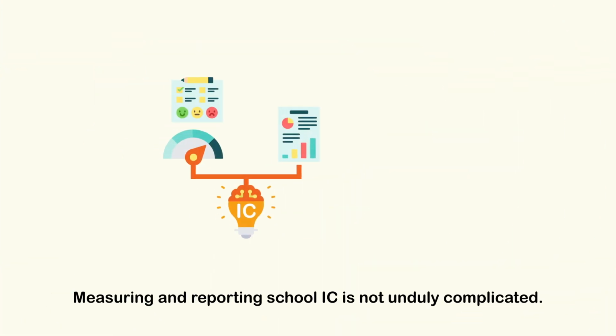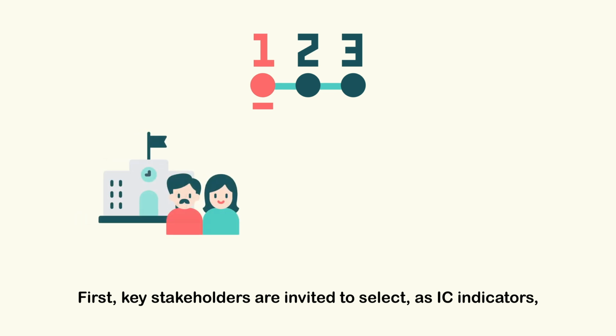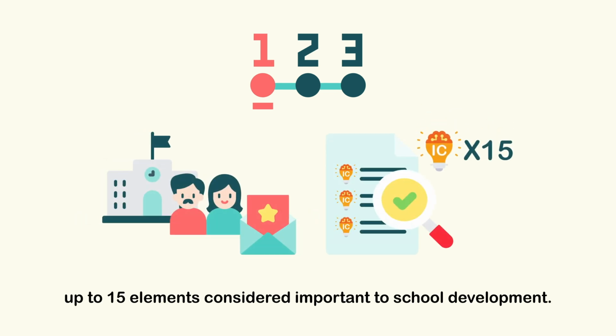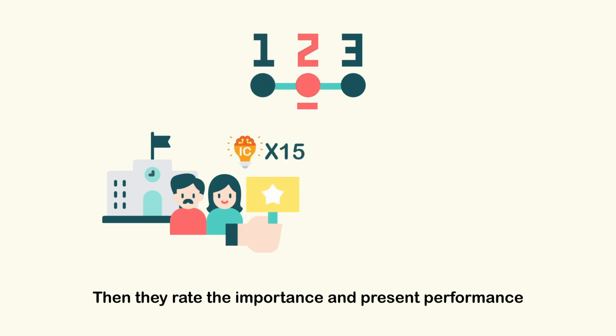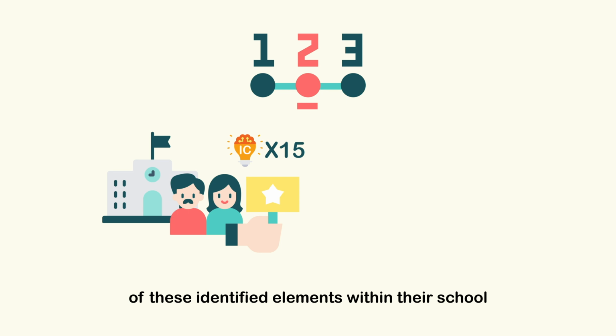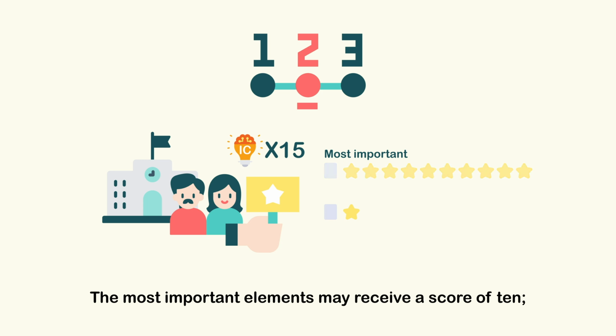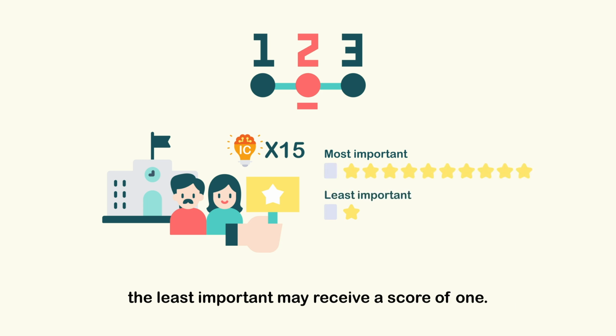Measuring and reporting school IC is not unduly complicated. First, key stakeholders are invited to select, as IC indicators, up to 15 elements considered important to school development. They then rate the importance and present performance of these identified elements within their school by giving scores from 1 to 10. The most important elements may receive a score of 10. The least important may receive a score of 1. Different elements can be given the same score.